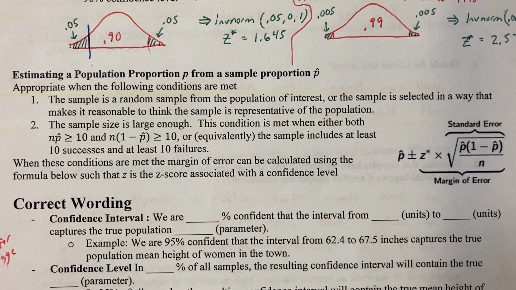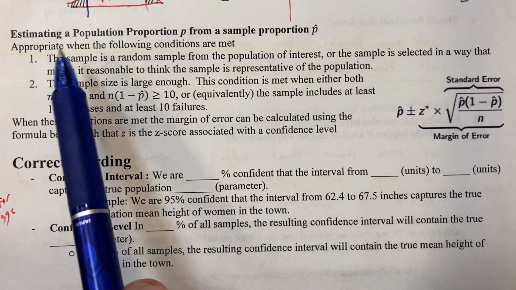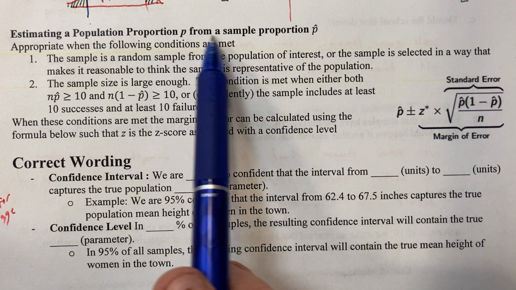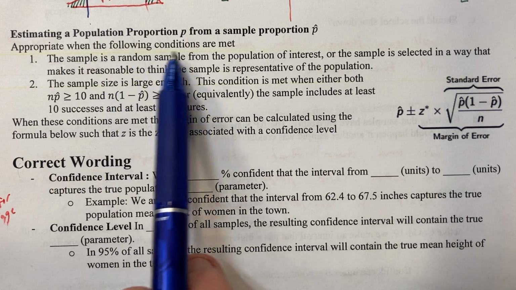Okay, now on to putting it all together a little bit. We'll do some examples. It'll come together in the example. Estimating a population proportion P from a sample proportion P hat is done all the time. It's appropriate when the following conditions are met.